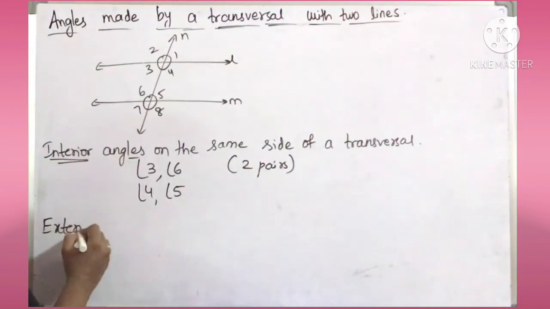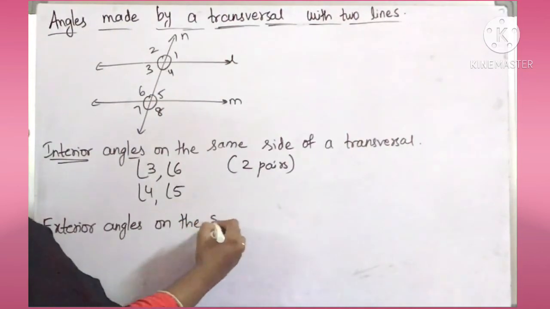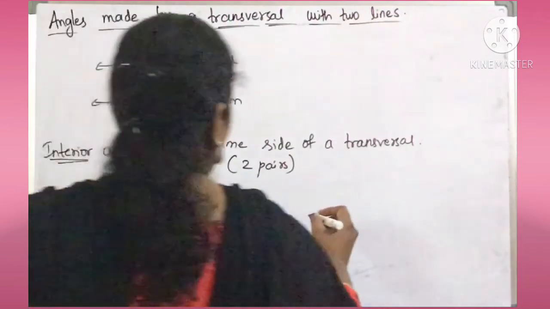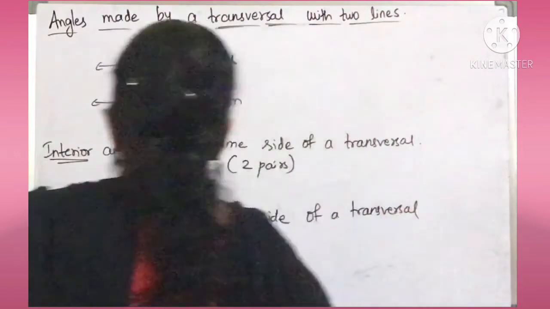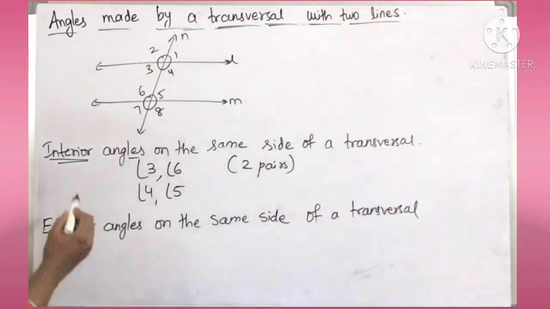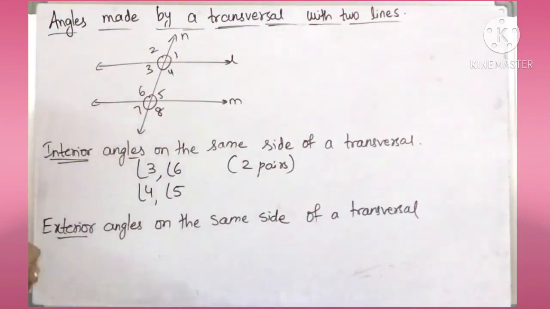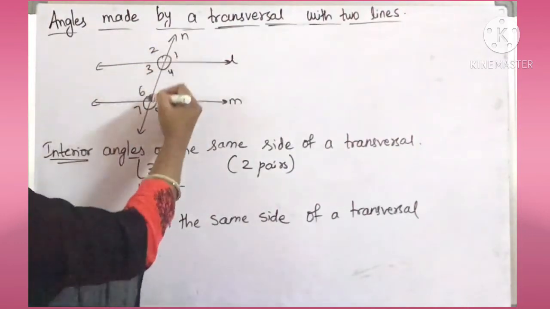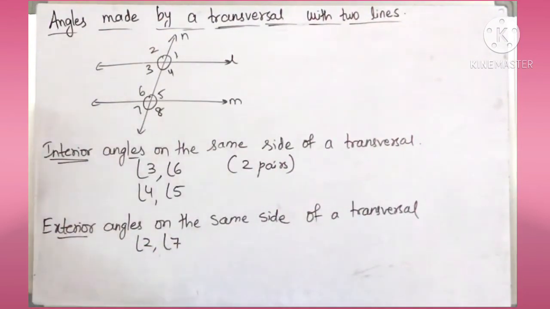Coming to next, exterior angles on the same side of a transversal. Okay? If you say exterior, what are the exterior angles here in the figure? Angle 1, angle 2, angle 7 and angle 8. On the same side of a transversal, if you consider the left side, we have only 2 and 7 as the exterior angles. So angle 2 and angle 7 are one pair of exterior angles on the same side of a transversal.